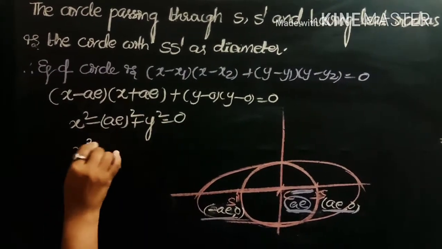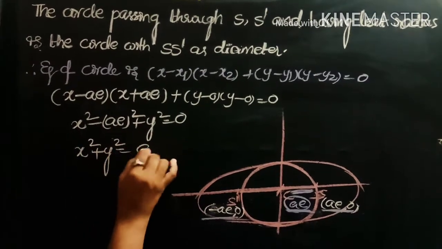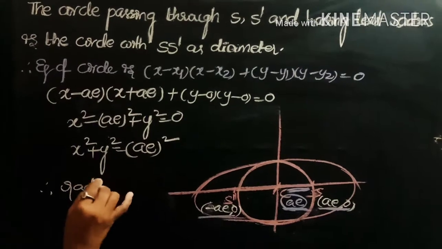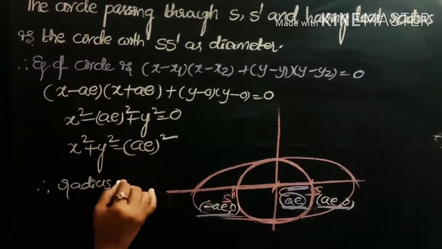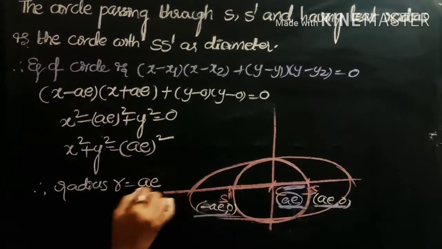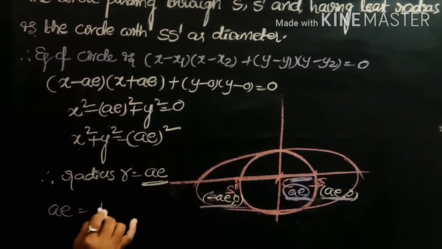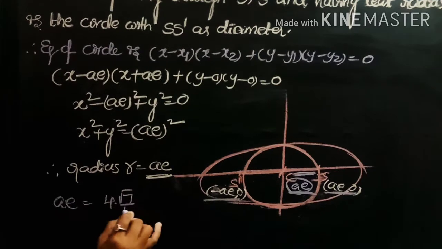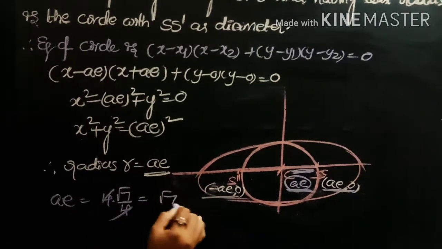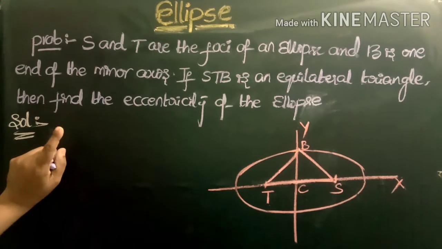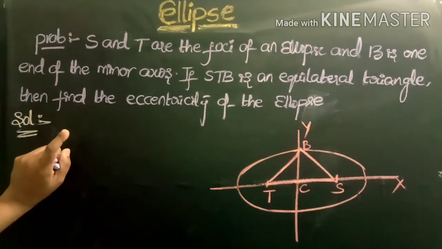Which implies x square plus y square is equal to AE whole square. Therefore, this is in the form of x square plus y square is equal to r square. Therefore radius r is equal to AE. Now what is the AE value? AE is equal to a value 4 and e value root 7 by 4, which equals root 7. That's all.